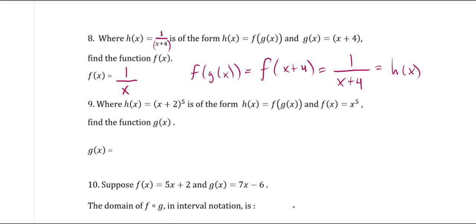Here's another one of the same kind. We're asked to see what's going on with (x plus 2) to the 5th. Well, there's two things going on. Number one, we're adding 2. And then after that, we are raising this to the 5th power.